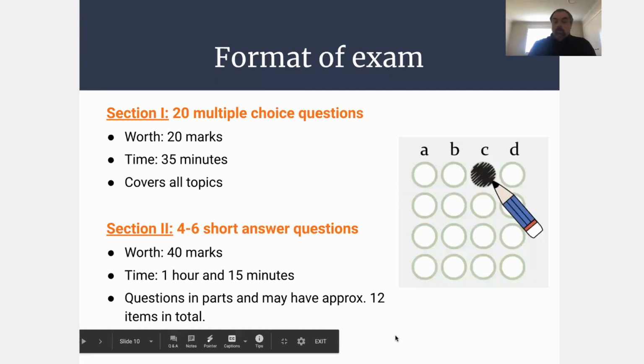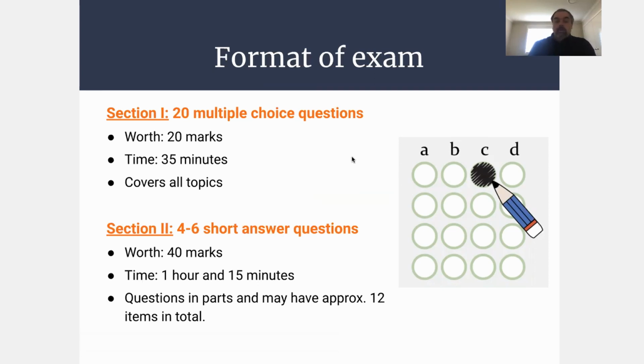All right, let's move on. The format of the HSC exam. Okay, so you should know that the HSC exam is broken into 4 sections. Section 1, 20 multiple choice questions there, worth 20 marks.